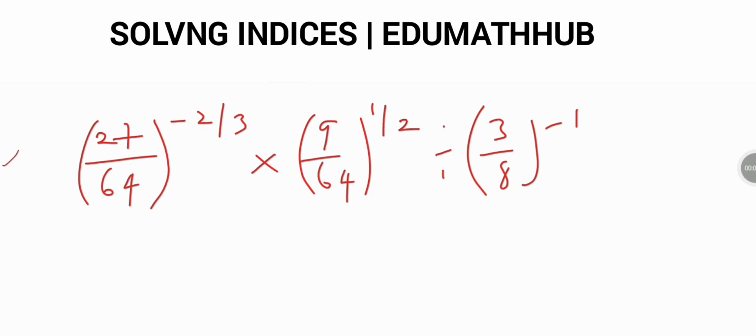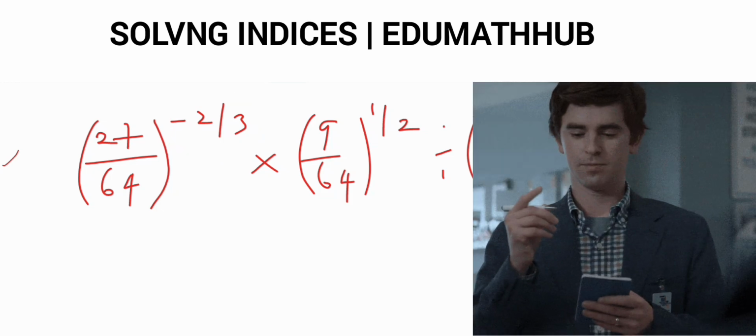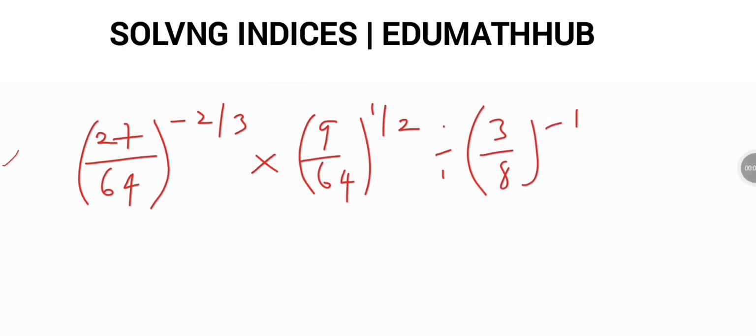Okay, now we have some negative powers here. We have a negative power here. We have another one here. So the first thing to do is to try to make them positive. And how will you make them positive? It's very easy. All you have to do is swap these fractions upside down. Okay, you swap them upside down.